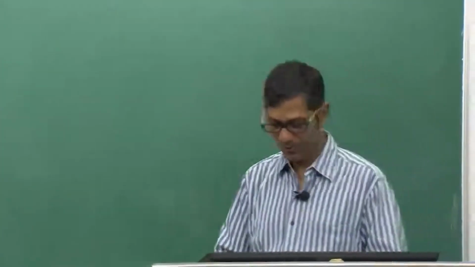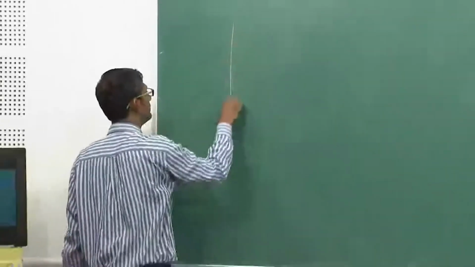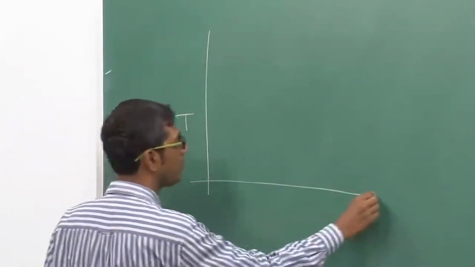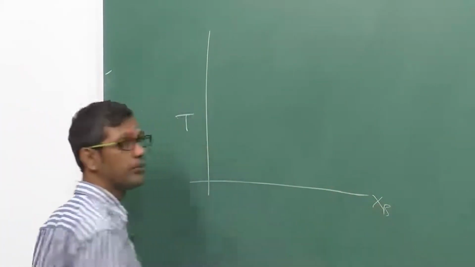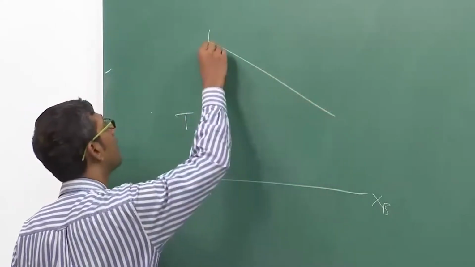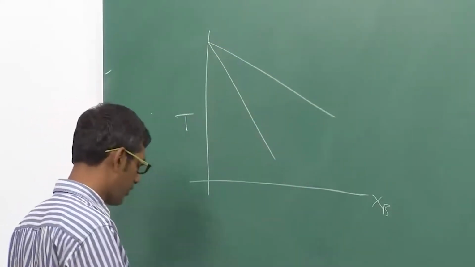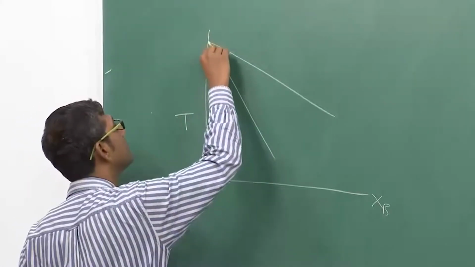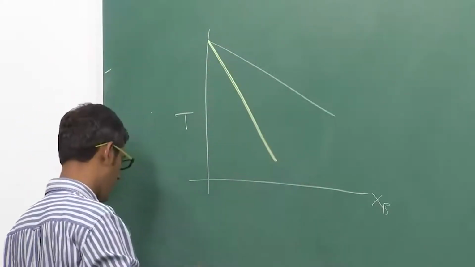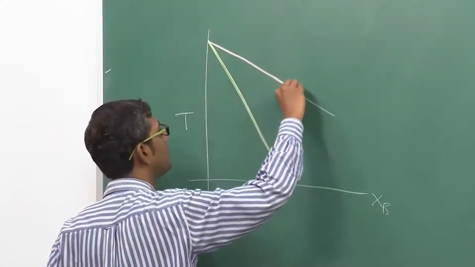So first let me draw a simple phase diagram. This is temperature, this is composition XB. I am drawing part of the diagram. Now let us suppose I have got solidus and liquidus. So I draw solidus by a green line and I draw liquidus by a red or pink, basically pink is better.